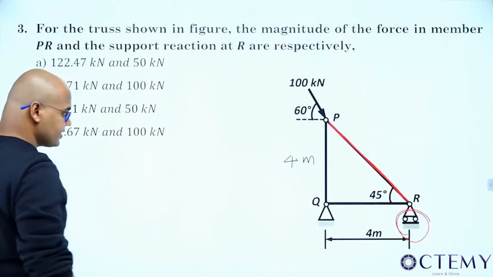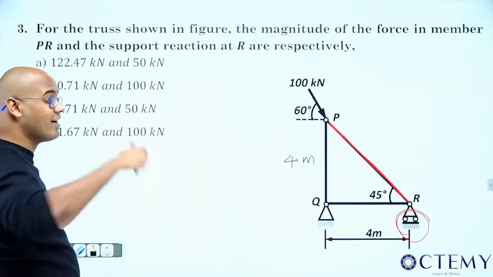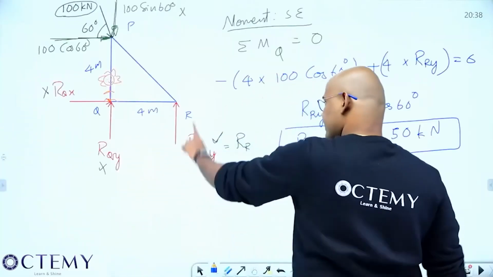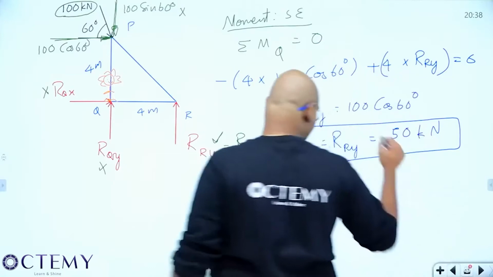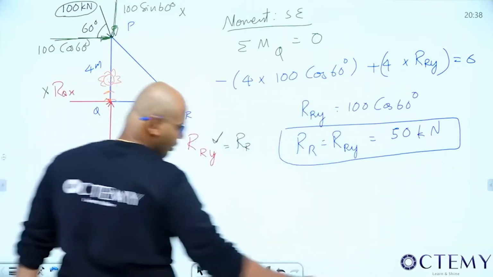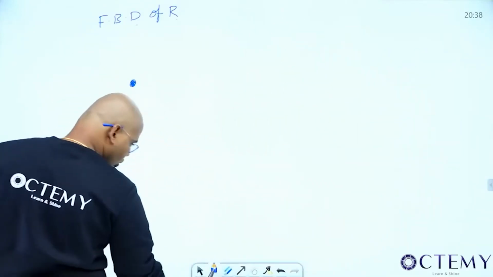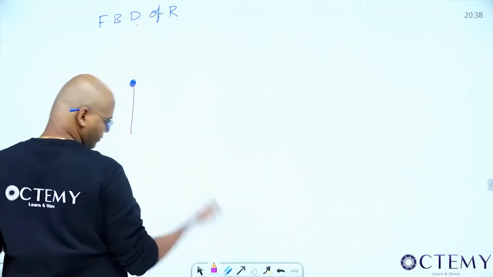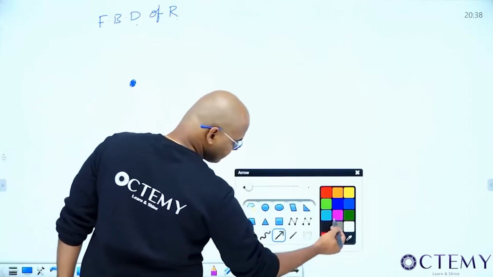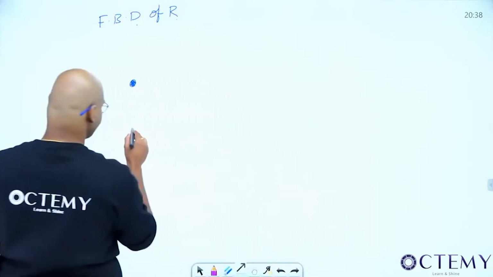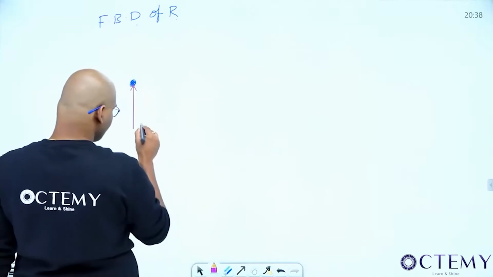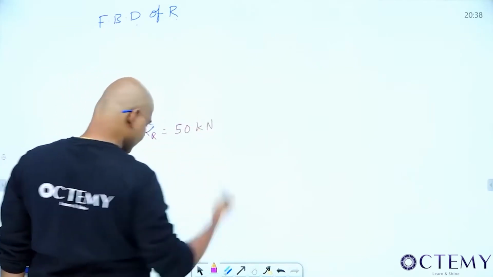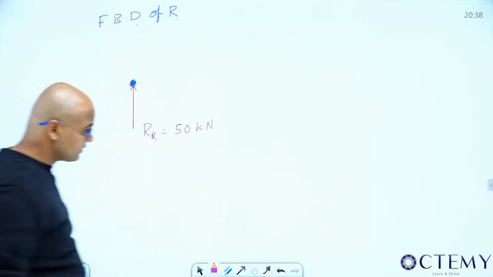Next, any actions? There are no actions, but I have a known reaction. RRY is acting upwards. How much? I got positive, that means my assumed direction is correct. So how much is that? 50 kilonewtons. RR is equal to 50 kilonewtons vertically upwards.